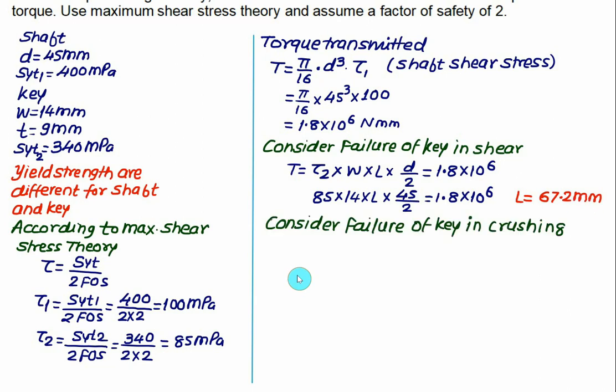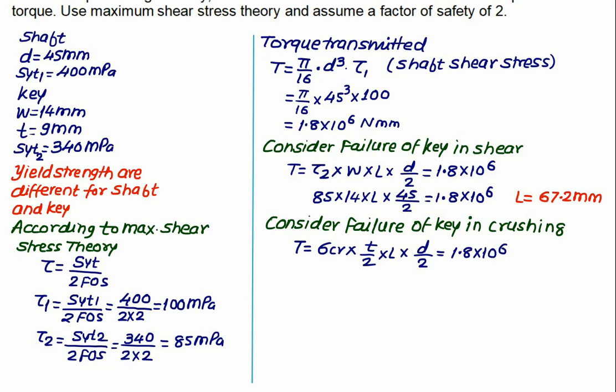Now consider the failure of the key in crushing. In that case, the torque transmitted due to crushing is the crushing stress, sigma cr, multiplied by the crushing area, t by 2 multiplied by length, multiplied by d by 2, equal to the torque transmitted, 1.8 into 10 to the power 6.